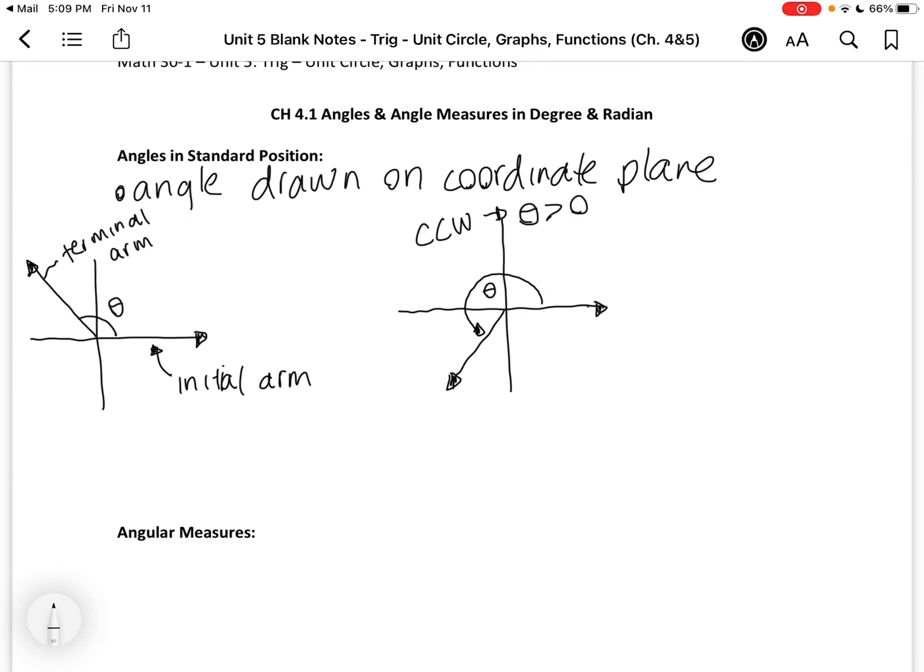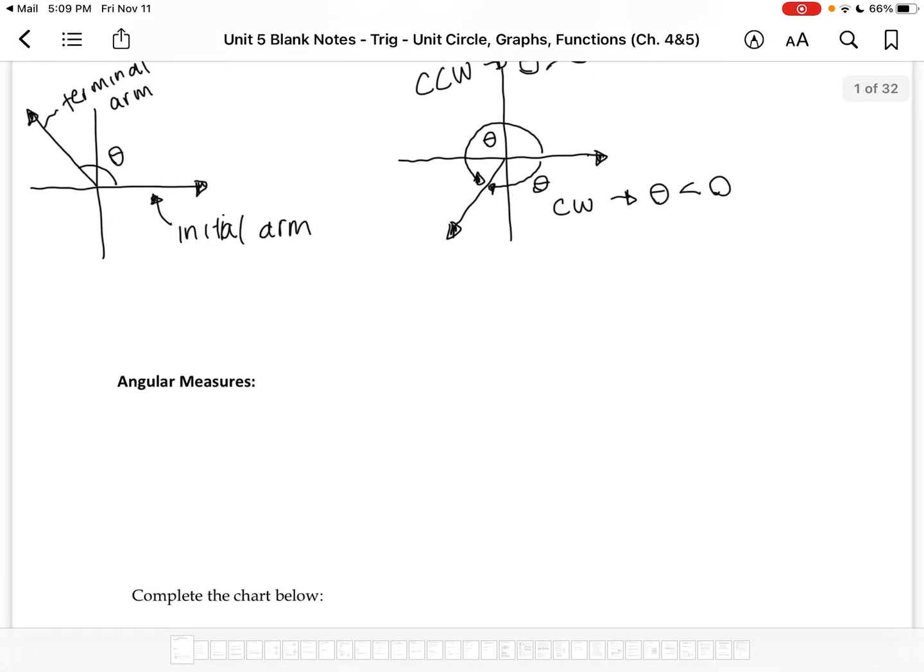We can also get to that angle from the initial arm going in a clockwise direction. And if we go clockwise, the angle is negative. Okay, so that's another informational piece that is important to know. Now we're going to talk about this angle measure business.